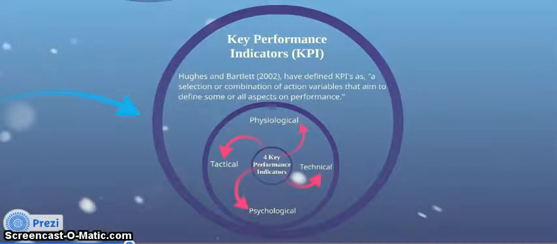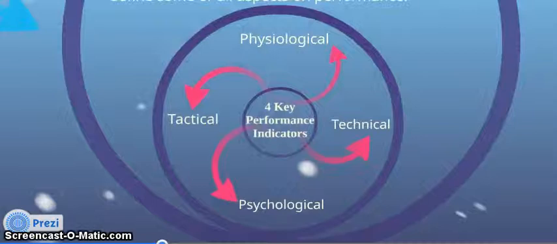Key performance indicators. Within performance analysis, there are 4 main key performance indicators. These are technical, tactical, psychological, and physiological.